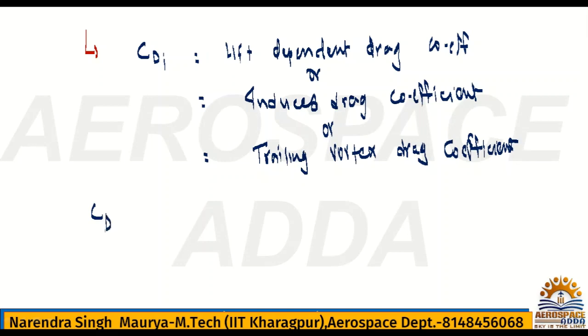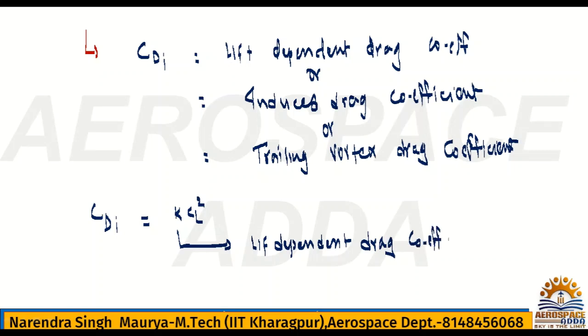Now this CDI, mathematically it is given by the formula K CL square. What is the CDI? It is K CL square. Okay. What is the K? K is basically a constant. Sometimes it is called the lift dependent drag coefficient factor.